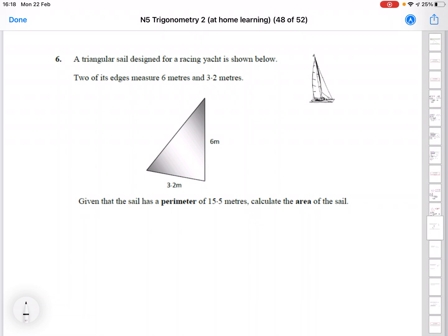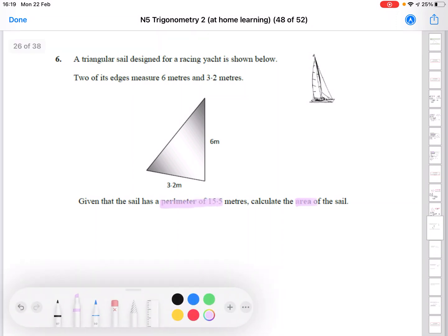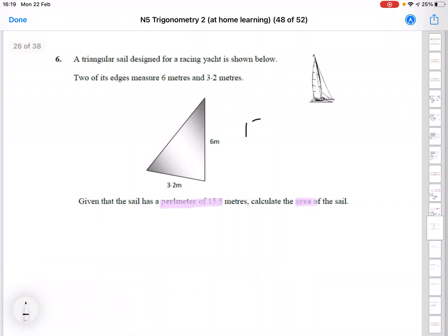So what we need to think about is, okay, we're being asked for the area of the sail. So to do area, we need two sides with the angle in between. So we have two sides on here, but we don't have the angle in between. So what you need to do is find that angle first before you can do the area calculation. Then we need to think, well, why have we been told that we've got a perimeter of 15.5? What would that be for? Well, obviously that would be for filling in that third side. So if we do 15.5 minus 6 minus 3.2, that leaves that third side as 6.3 metres.